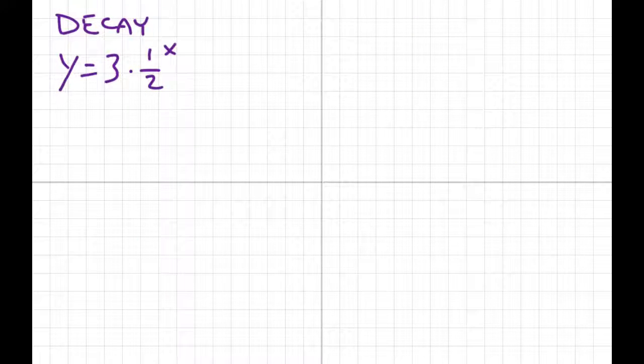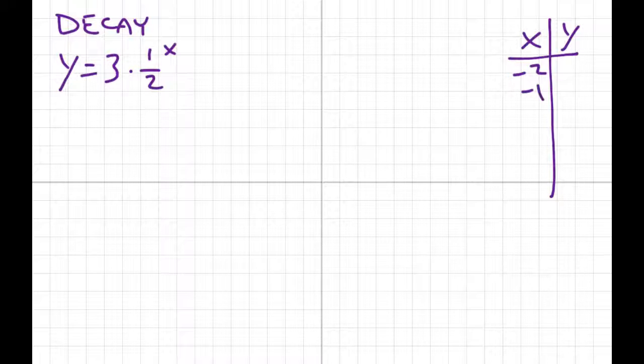All right, decay. Same idea. We're going to make a table. I'm going to put numbers in for x. Same kind of numbers. I want to keep them small. We have y equals 3 times 1/2 to the x power. So if I put -2 in for x, 1/2 to the negative second power will be the same thing as 2 to the positive second power, which would be 4. And then 3 times 4 is 12.